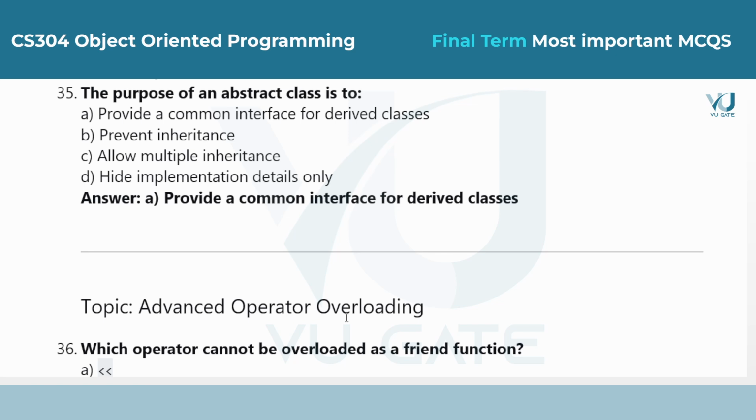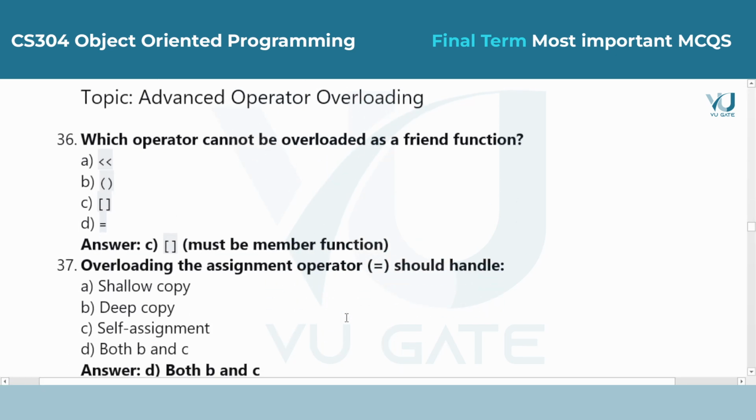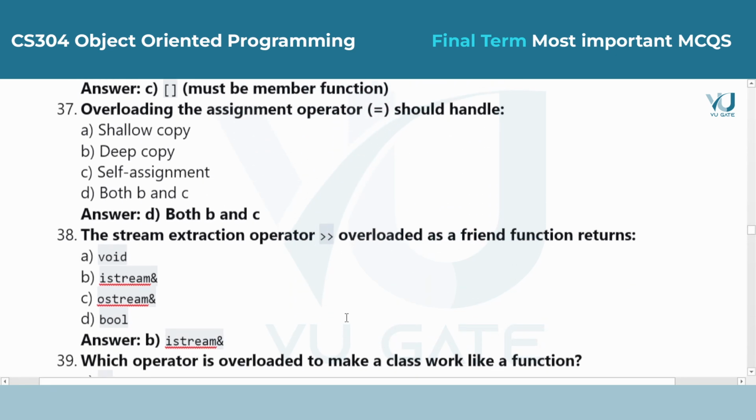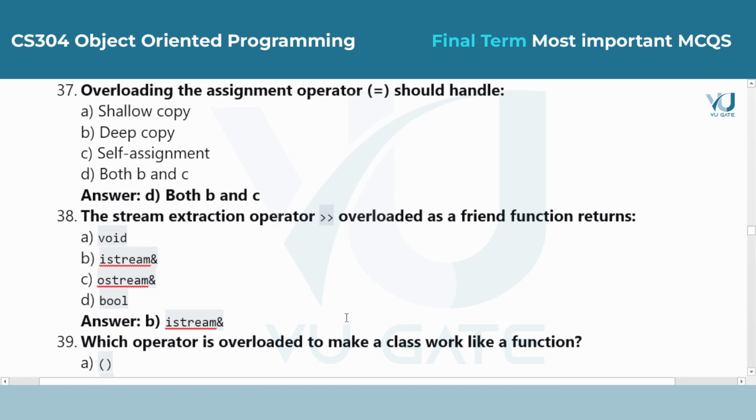Topic: Advanced Operator Overloading. Q36. Which operator cannot be overloaded as a friend function? Answer: C. Explanation. C++ rules state that the subscript, assignment (equals), and function call operators must be member functions, not friend functions. Q37. Overloading the assignment operator (equals) should handle.